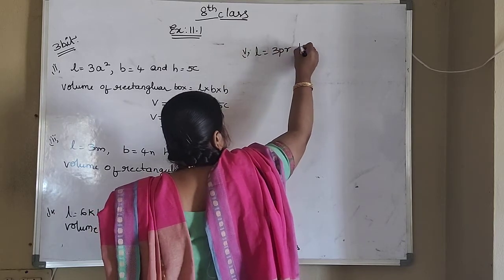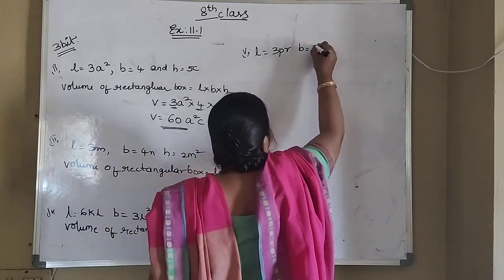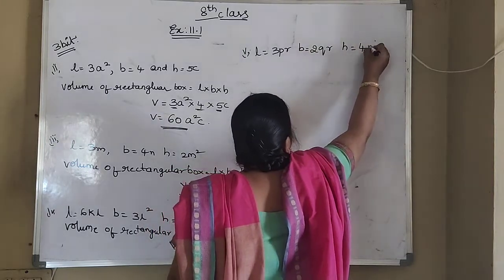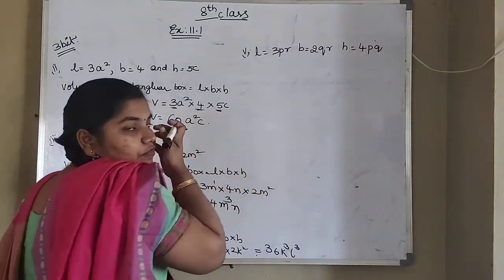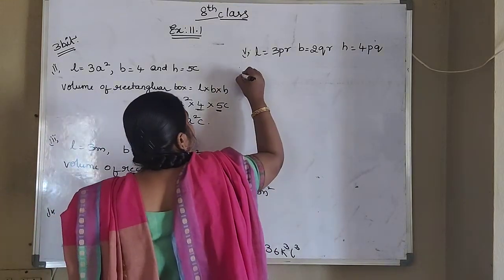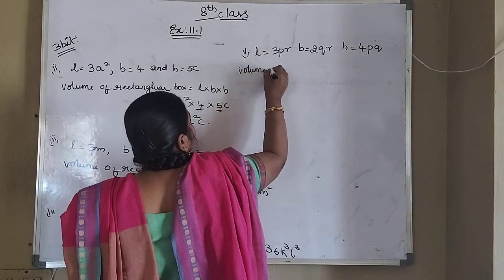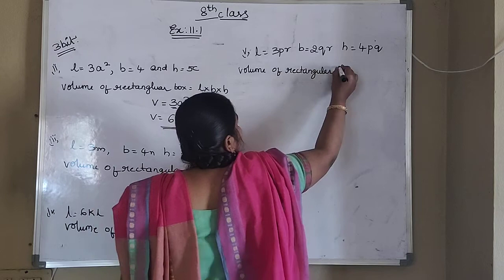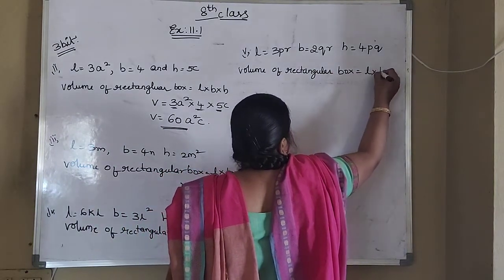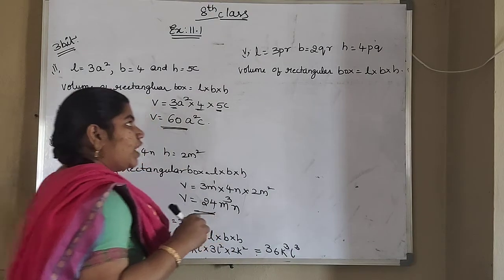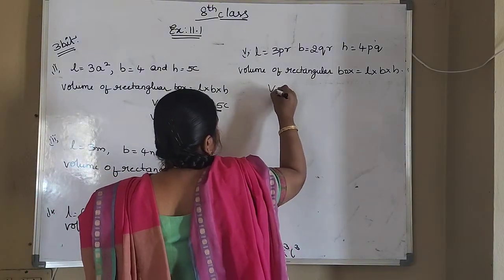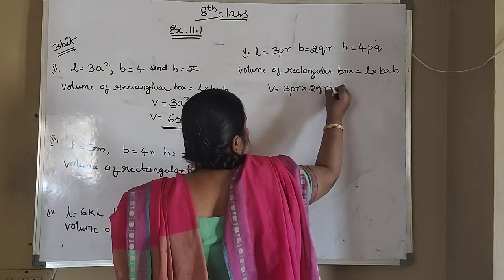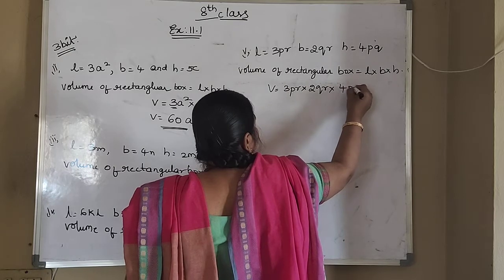PR, breadth value you got it as 2 QR and height value you got it as 4 PQ. So what we have to find? We have to find volume of a rectangular box. So volume of rectangular box is equals to length into breadth into height. So we have to multiply. So what is the length value? 3 PR into breadth value is 2 QR into height value is 4 PQ.